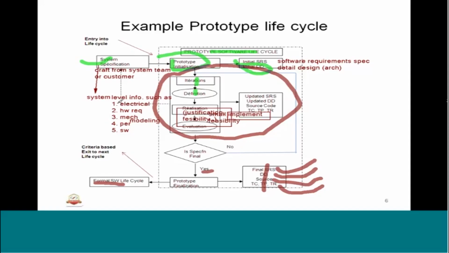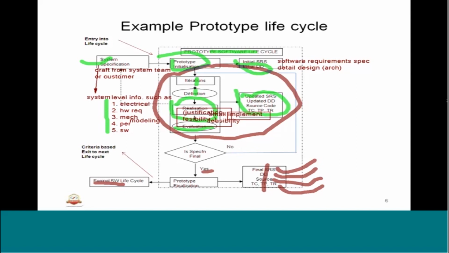I said the system will have many high level system level information, out of which we will consider only the performance of software related items. That is the goal of this prototyping. So we update the SRS, DD, source code, test procedures, sample test procedures, and sample results. Then we'll evaluate against that.